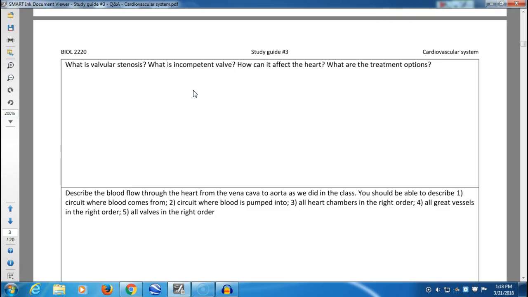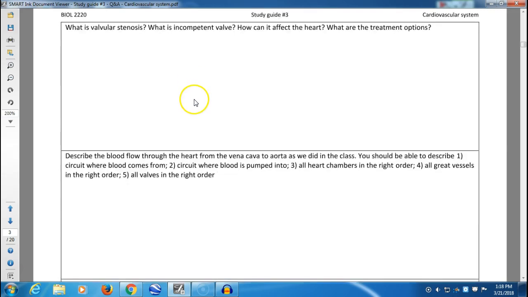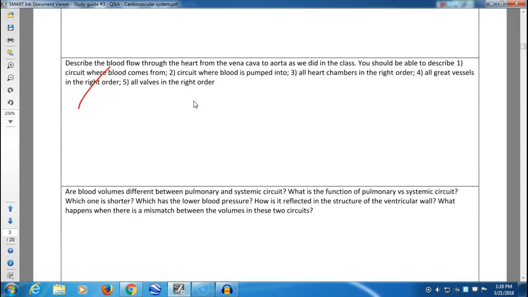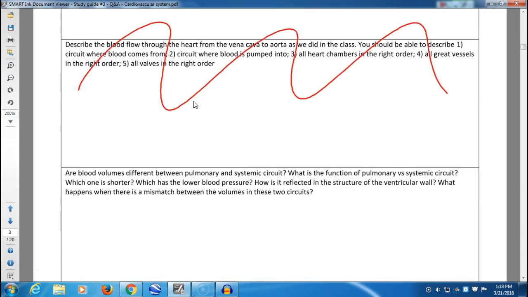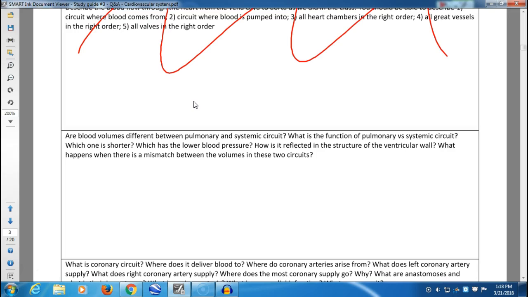What are the treatment options? Replacement. What happens if the valve is incompetent? Blood regurgitates back. Okay. Again, blood flow, we got it. Blood volumes in pulmonary and systemic circuit are the same. Pulmonary circuit oxygenates blood. Systemic circuit delivers oxygen to the tissues. Pulmonary circuit is shorter with lower blood pressure and lower resistance. Okay?